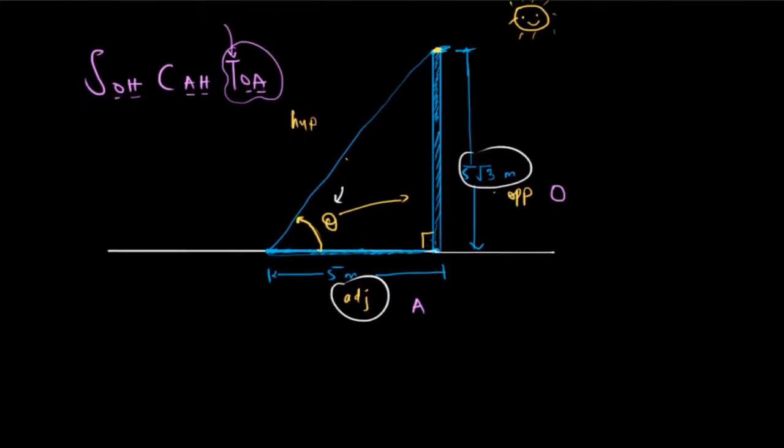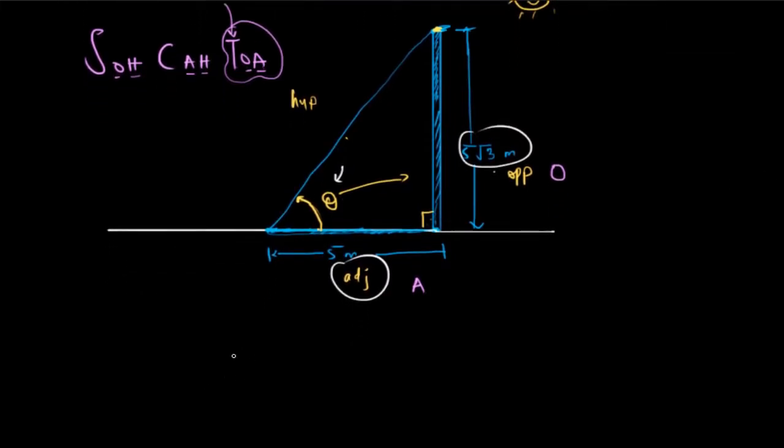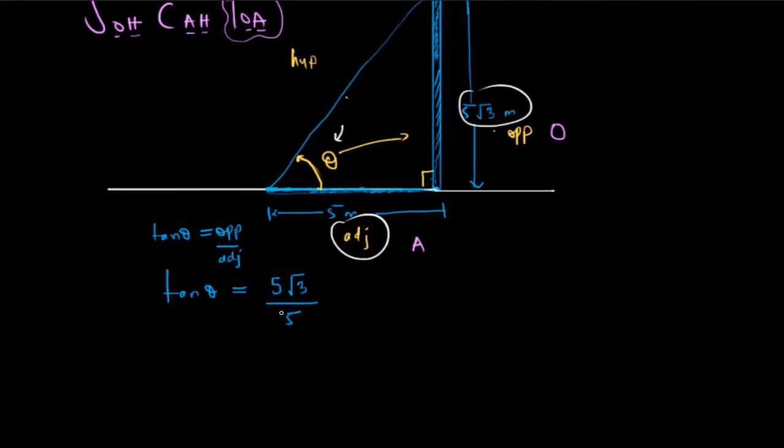So let's write that straight up. The tangent of theta equals the opposite, which is 5 square root of 3, divided by the adjacent. Let me write the formula down: the tangent of theta equals the opposite all over the adjacent. The opposite is 5 square root of 3, and the adjacent is 5 meters. When we divide 5 by 5, we have the tangent of theta equals square root of 3.